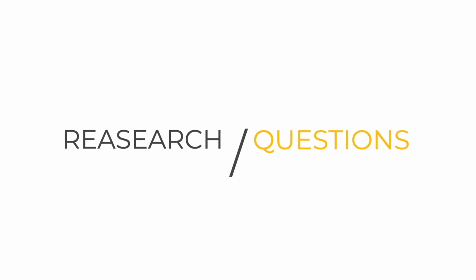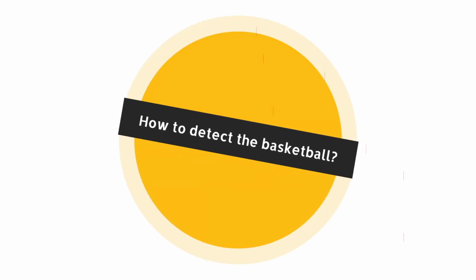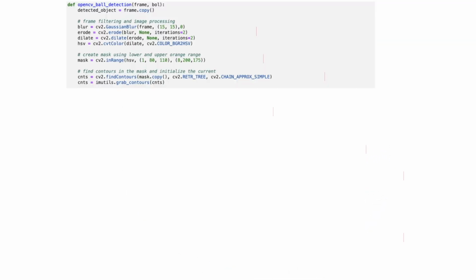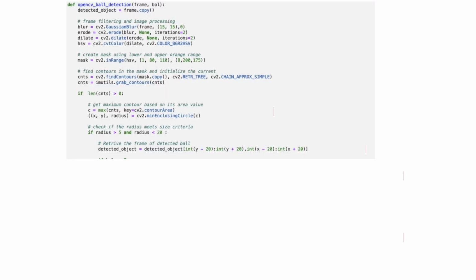Research questions. To detect the basketball, I've created a function. The function takes in a frame as an input parameter and performs multiple image filtering to it. It then calculates the HSV color range based on the color orange, and then grabs the contour based on that mask. Then using the min enclosing circle function, we can extract a radius value. And if the radius is over 5 and less than 20, then we'll crop a copy of that object.